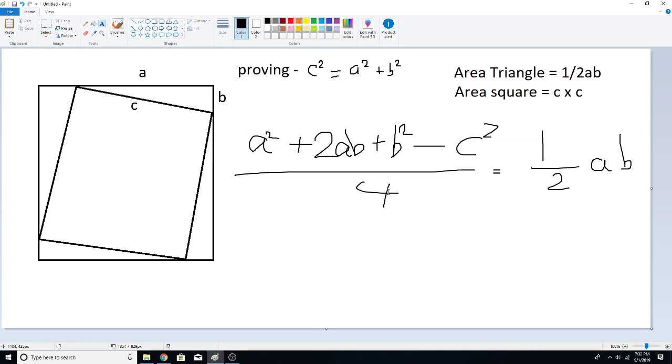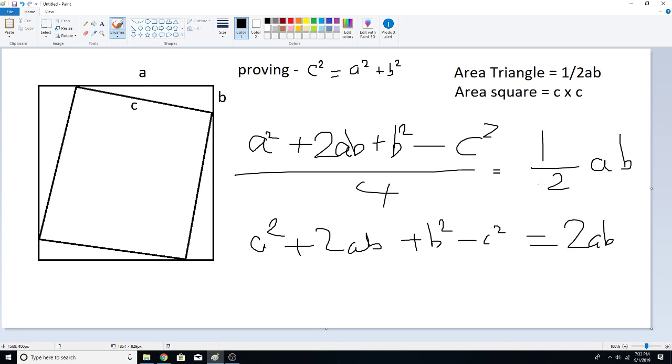So what I'm going to do now is move the 4 to this side, so that'll be 4 divided by 2. So if I write this out, it'll be a squared plus 2ab plus b squared minus c squared, because we're moving the 4 to the side, there's no 4 here, equals 2ab. Since a half multiplied by 4 is 2, 4 divided by 2. So there we go.